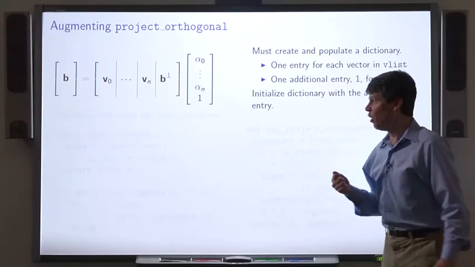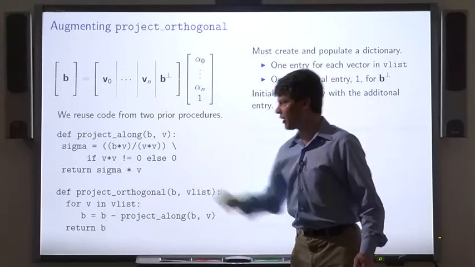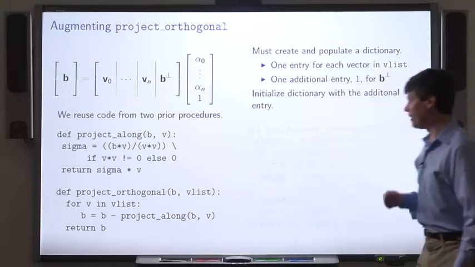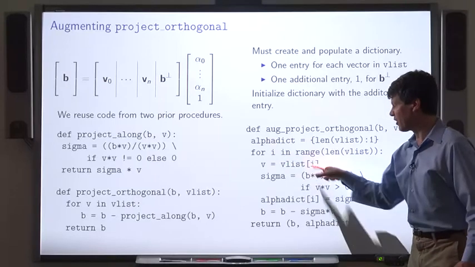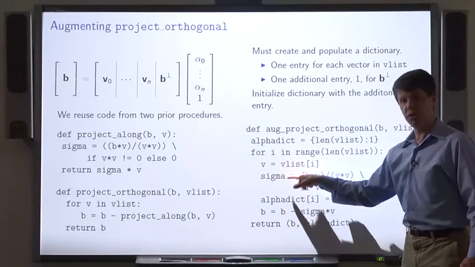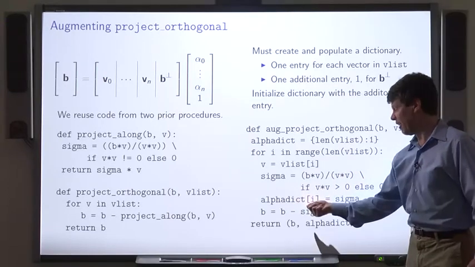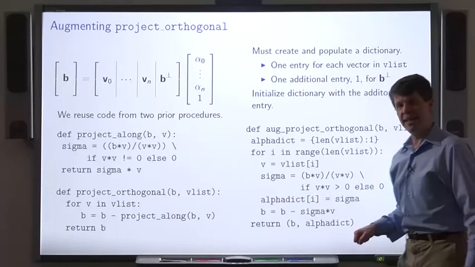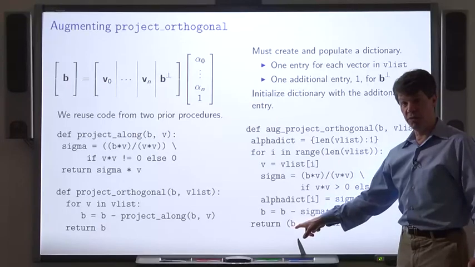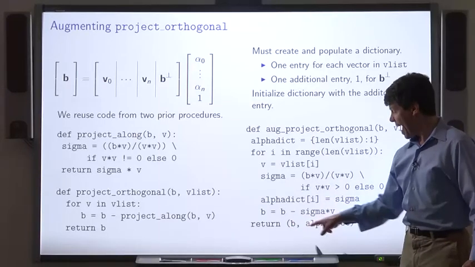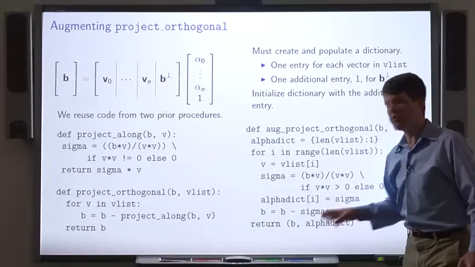We're going to derive the code from 2 previous procedures, project along and project orthogonal. And here's the augmented procedure. It initializes the dictionary. In each iteration, it pulls out the vector, computes the scalar multiple sigma, then populates the dictionary with that value of sigma and updates the value of b. At the end, it returns the value of the variable b, which is b perpendicular, and the dictionary of these alpha values together with the 1. Later on, we'll use this procedure.